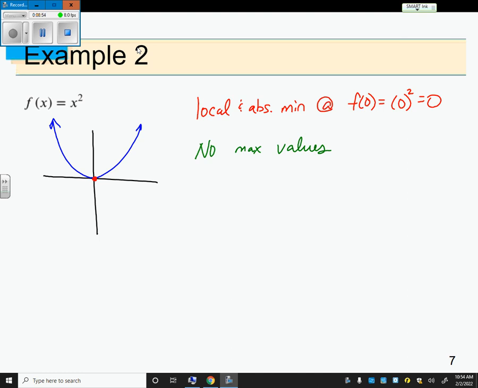All right, so hopefully we get this. Functions do not have to have a max or a min value. Okay, if it does not form a hill or a valley, there's no local maxes, local mins. And if we're going all the way up to infinity, like we are on x squared right here, we won't have any. All right, good.